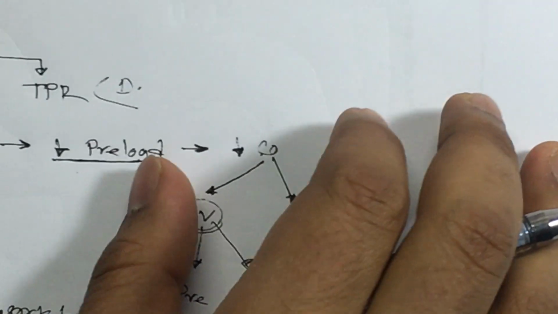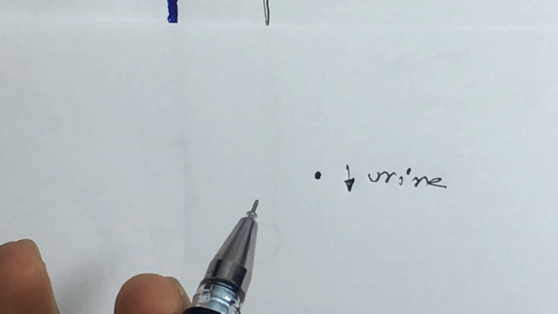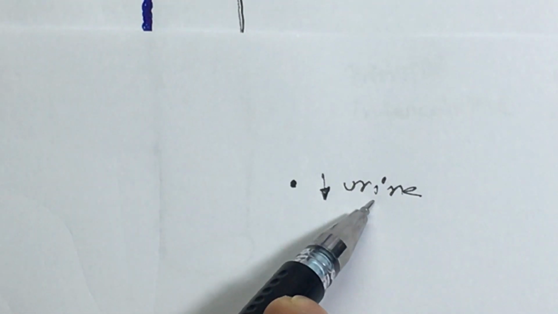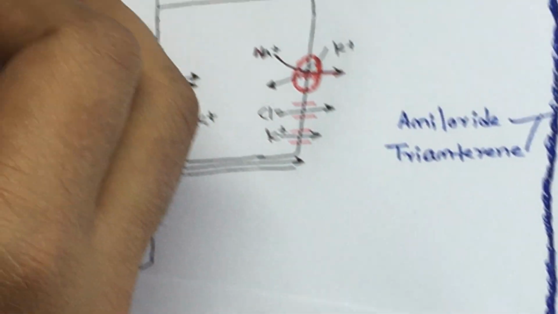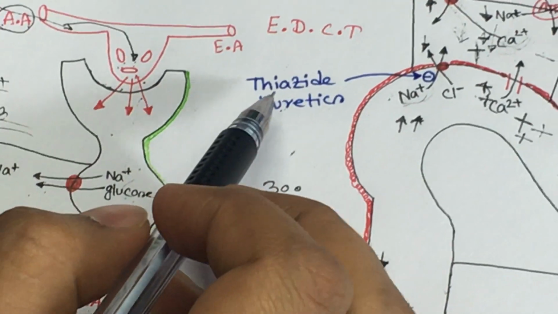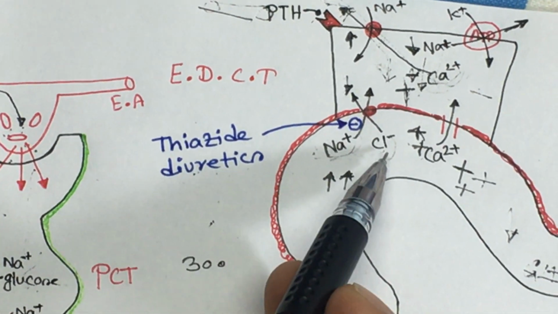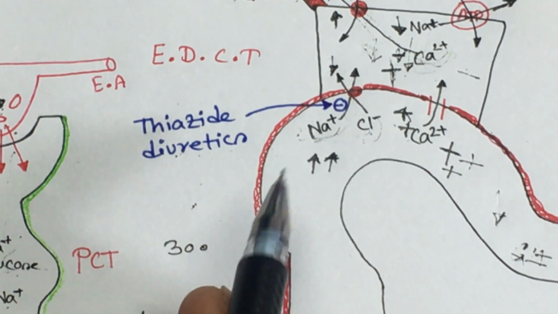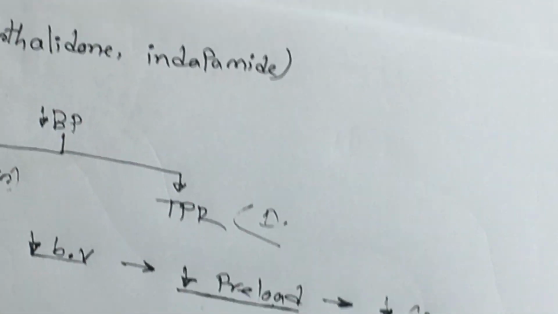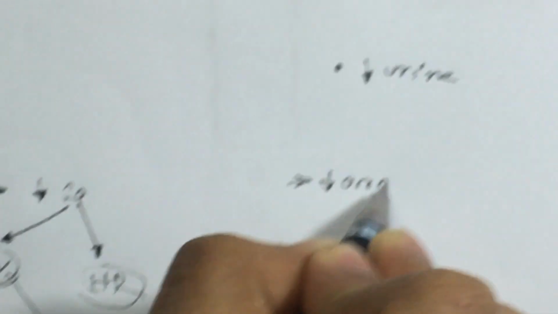Our goal in this patient is to decrease the urine volume, and the problem is that in diabetes insipidus patients urine volume is increased. So how will thiazide diuretics decrease your urine volume? If we block this transporter with thiazide diuretics, sodium and chloride will not be reabsorbed. That means our blood's osmolarity will be decreased.